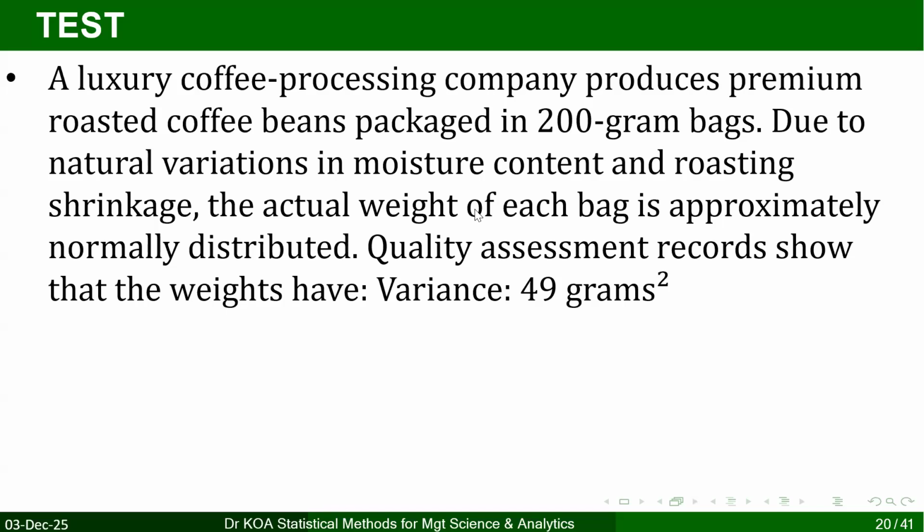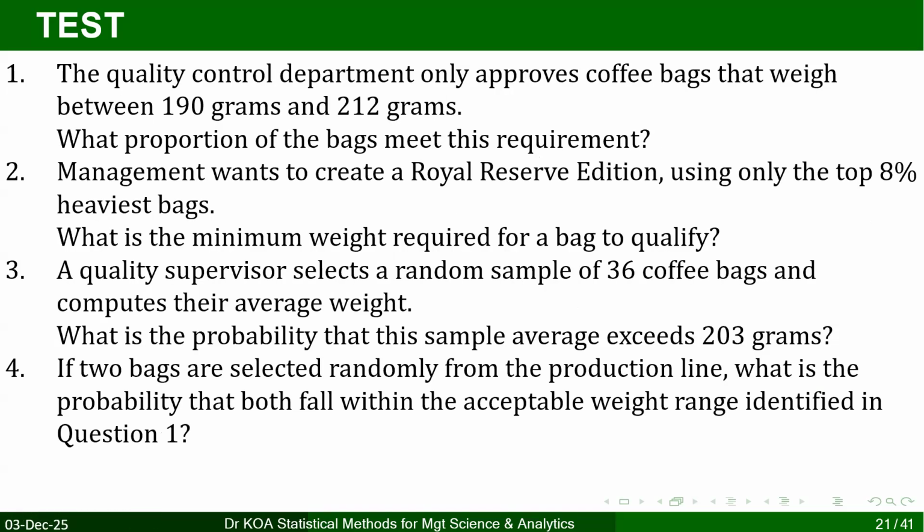So you have that. You have this constant. The actual weight of each bag is approximately normally distributed. Quality assessment records show that the weights have a variance of 49 grams. But of course, the mean is already given. So you have this question. The quality control department only approves coffee bags that weigh between this and that. What proportion of the bags meet that requirement? Management wants to create a Royal Reserve Edition using only the top 8% heaviest bags. What is the minimum weight needed for a bag to qualify?